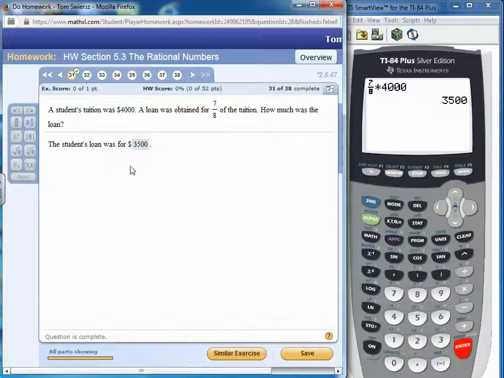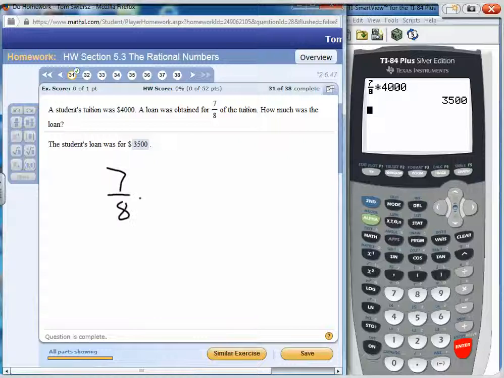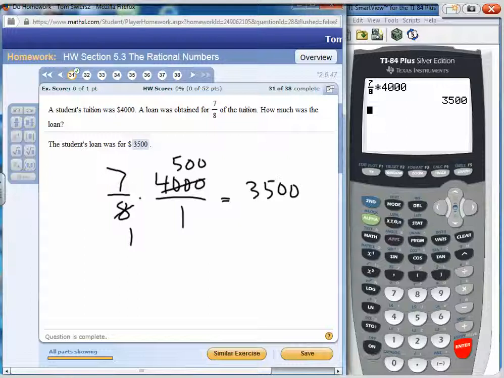Now again, if you did this paper and pencil, the 7/8 times 4,000 over 1, you can say 8 goes into 8 one time, 8 goes into 4,000 500 times, so you can reduce. Then 7 times 500 is 3,500 over 1 times 1 is 1. So 3,500 over 1 is just 3,500, which is the same correct answer we got using our calculator. Okay?